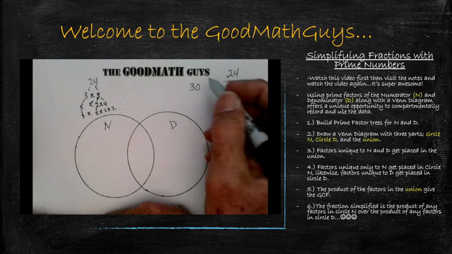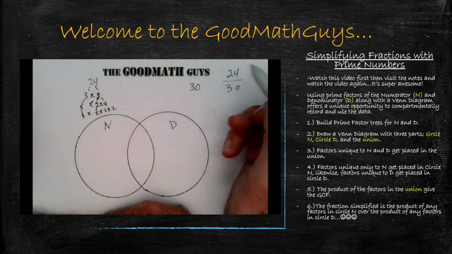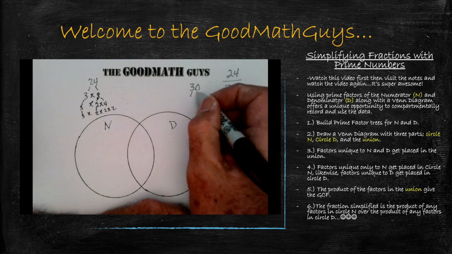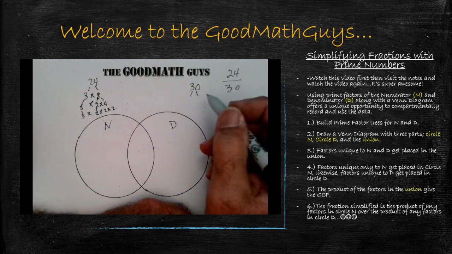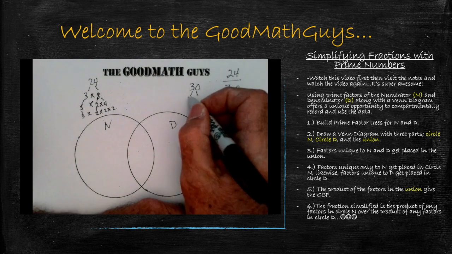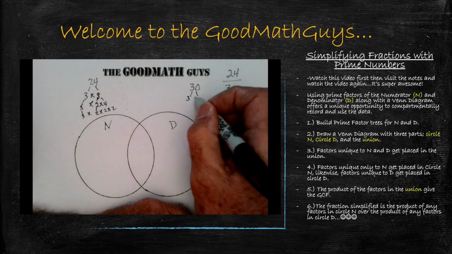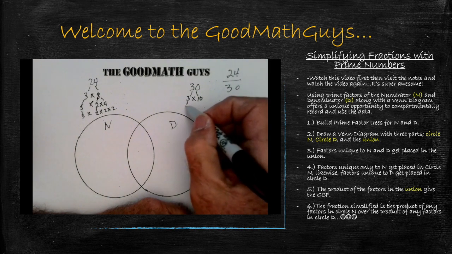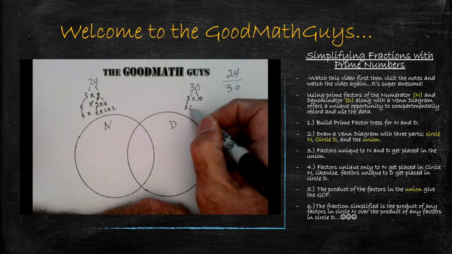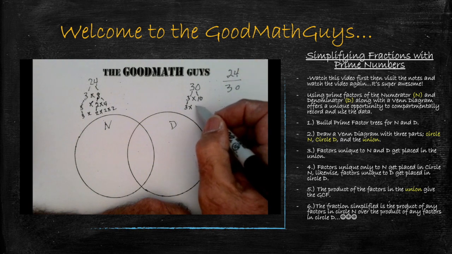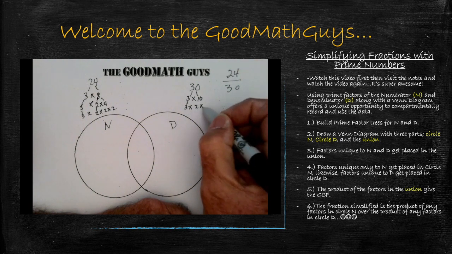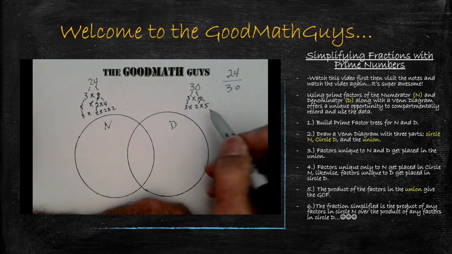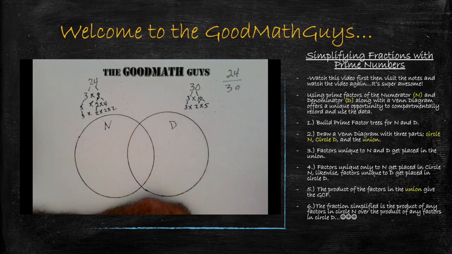So let's factor the 30. Let's go with, how about 3 times 10? Students have a choice here. They could have gone 2 times 15, but we'll start with 3 times 10. 3 is prime, so we'll slide it down. 10 factors to 2 times 5. So 3, 2, 5, all prime, we're done.